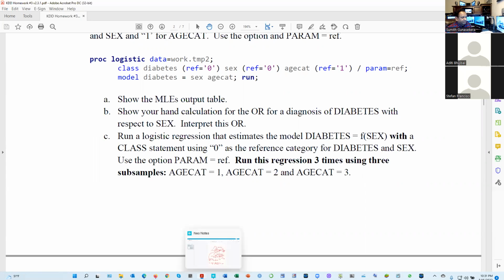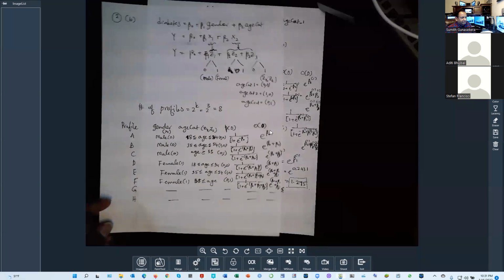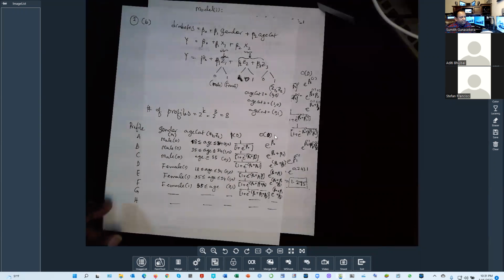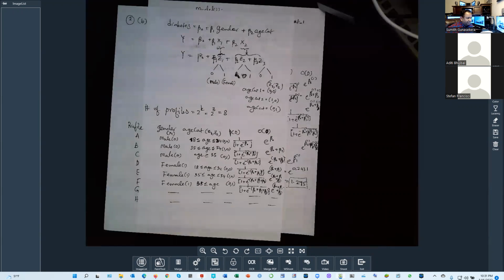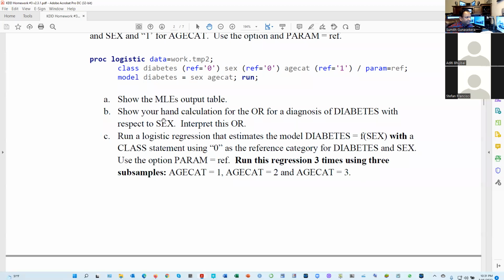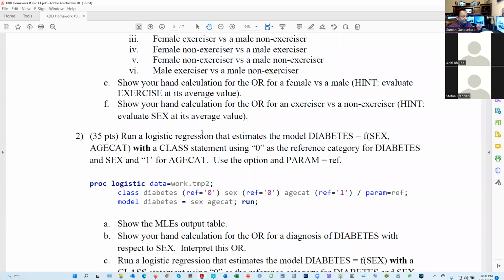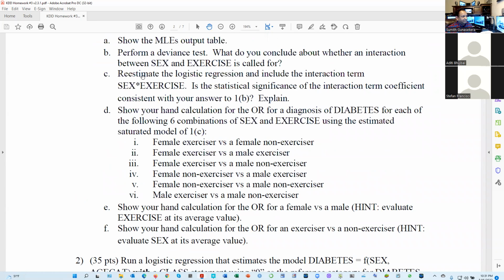That means for this one you have to plug in here. The odds are given. Now you have to build up the same discussion we built up earlier. So male to female, we would really want this to happen for male to female. I told you yesterday: show a hand calculation for the OR diagnosis of diabetes with respect to sex, gender, male to female. Same thing here, same female here.